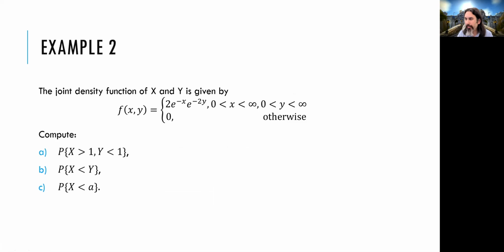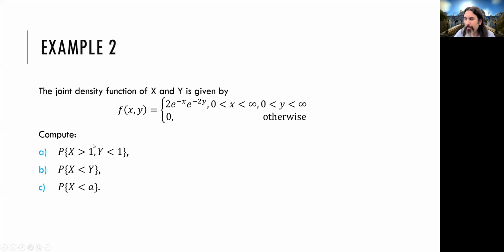Now, this joint PDF has two parts. The upper part, as you can see, is for x from 0 to infinity and y from 0 to infinity, and it's equal to 2 times e to the power of minus x and e to the power of minus 2y. Now, this part is the positive part, and we have 0 otherwise. It's not really that important. But as you can see here, we are given the joint PDF, and we are given the intervals, the upper and lower limits of it.